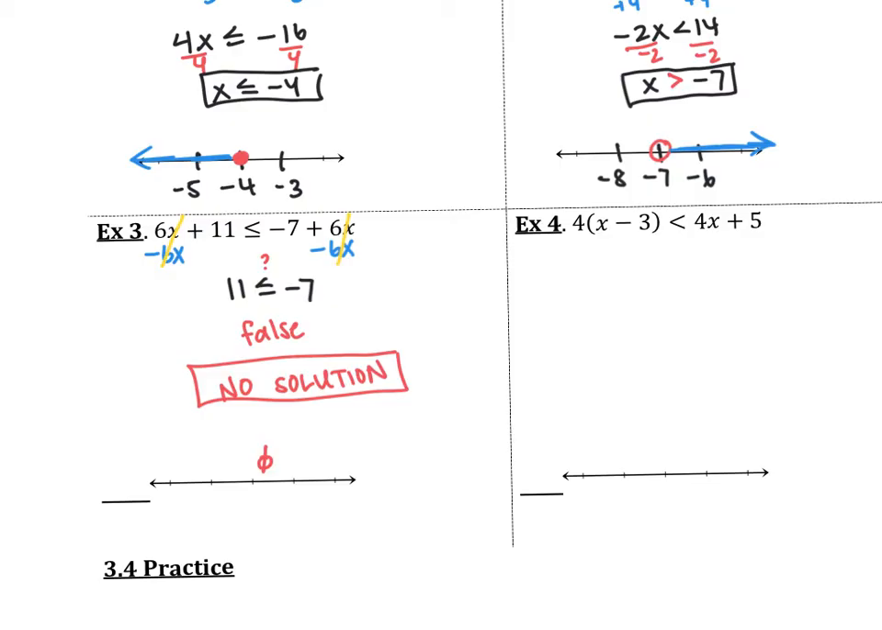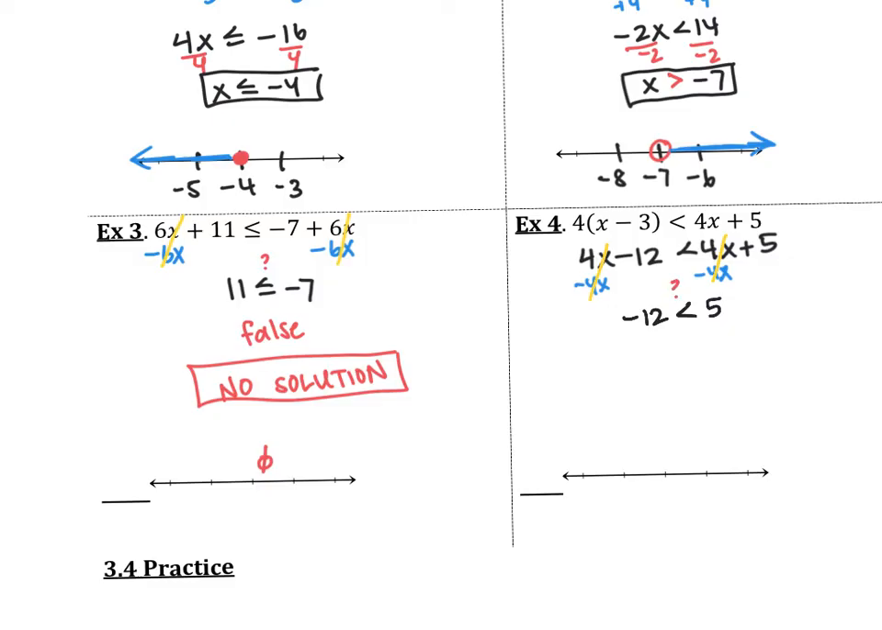It says 4 parentheses x minus 3 is less than 4x plus 5. Okay, I'm going to go ahead and distribute. So 4 times x is 4x minus 4 times 3 is 12. And I'm going to bring down the rest. Okay, I'm going to cancel the x's off, although you could do it differently. I'm going to subtract 4x. Okay, this cancels, so I'm going to bring down negative 12 and this symbol. Okay, this cancels, and I bring down 5. Okay, all my x's are gone, so this is either going to be a true or false statement.